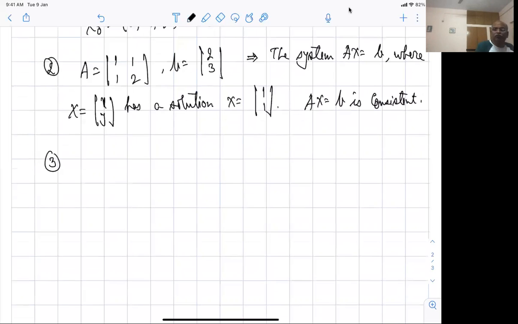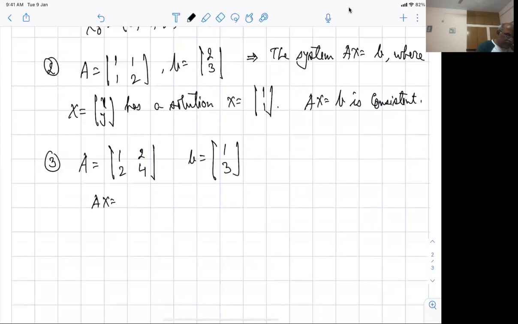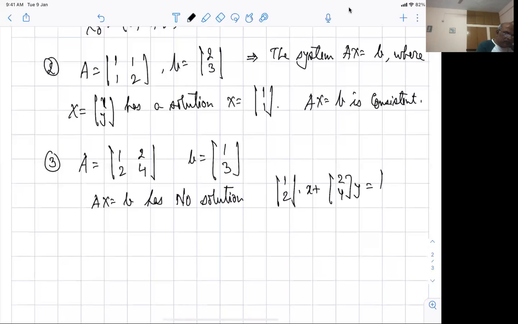Fine. Now let's look at another example, example 3. So here I'm going to look at two b's. A is, say, [1 2; 2 4]. B for me is, say, (1, 3). Then in this case, Ax = B has no solution. Why is there no solution? Basically because you want to look at [1 2] times x plus [2 4] times y equal to (1, 3).